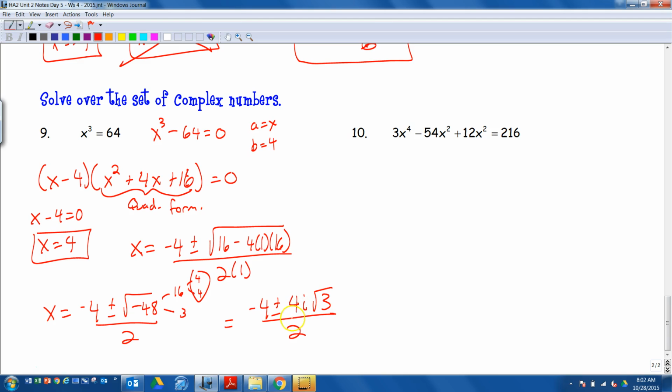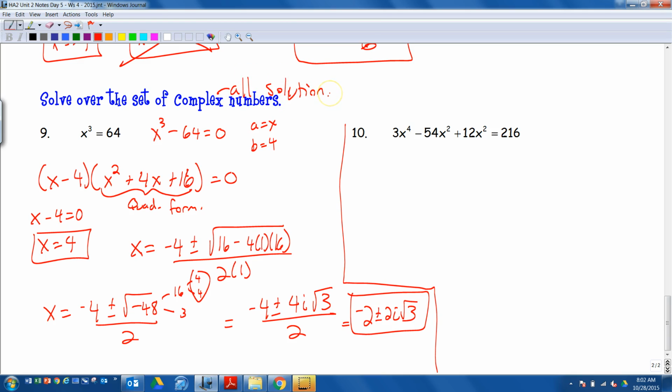Now we can cancel. Remember, you can't just divide if there's only one number that can divide. These both have to be divisible by 2. So we're going to say that my final answer is equal to -2 plus or minus 2i root 3. That's my final answer. Okay. And so is the x equals 4. And even though those are imaginary, that's okay, because again, we're solving over the set of complex numbers. So complex means give me all the solutions.